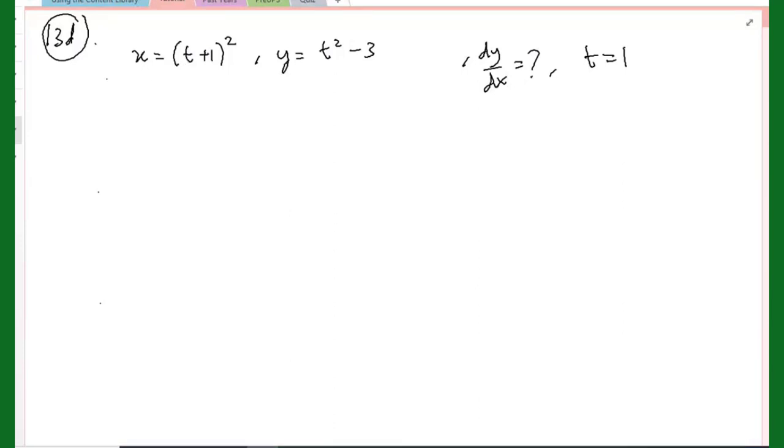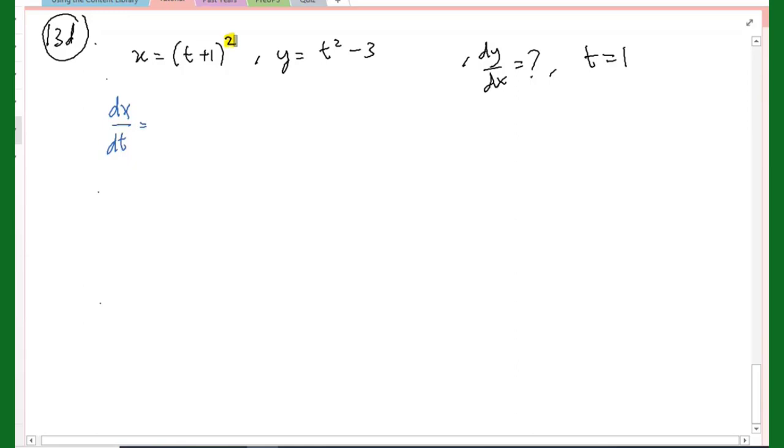Okay, so 13d. x is equal to (t plus 1) squared, y is equal to t squared minus 3. Now find dy/dx when t is equal to 1. So our aim is to find dy/dx first. Given this, we need to differentiate x with respect to t to get dx/dt.